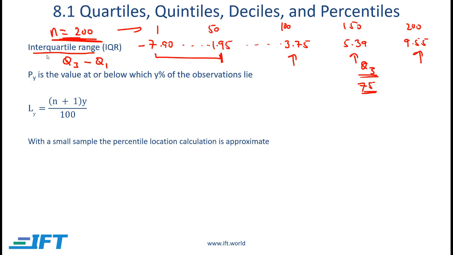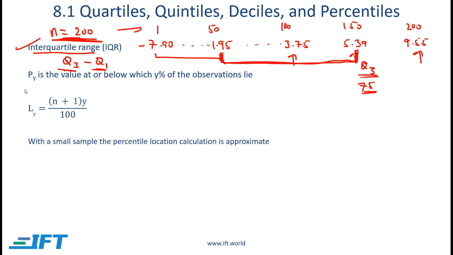So if we say that the interquartile range is the difference between the third quartile and the first quartile, this interquartile range would be the range over here. That's the end of the third quartile, and this is the end of the first quartile. So the interquartile range is between 1.95 and 5.39. So that covers the interquartile range.